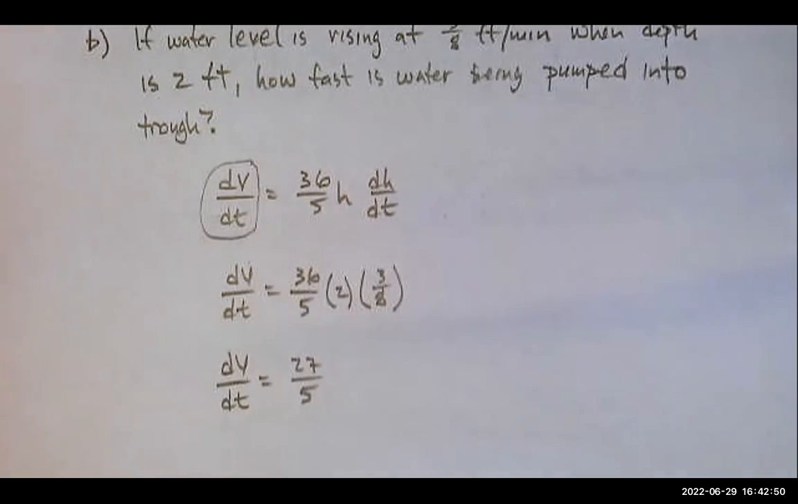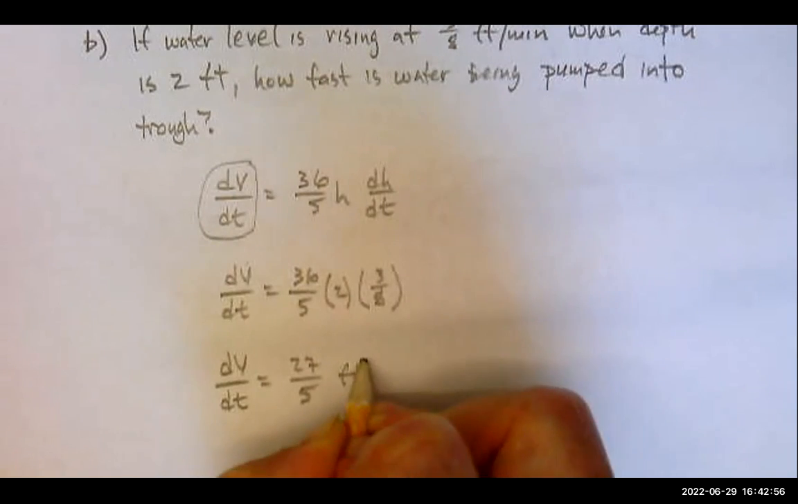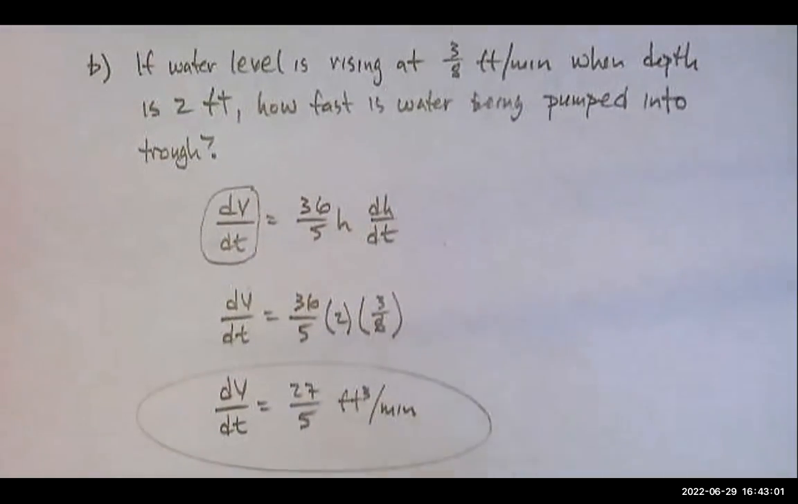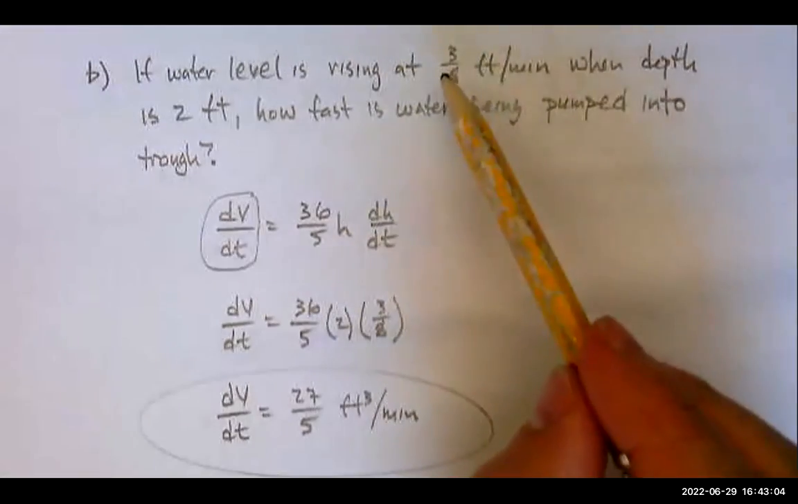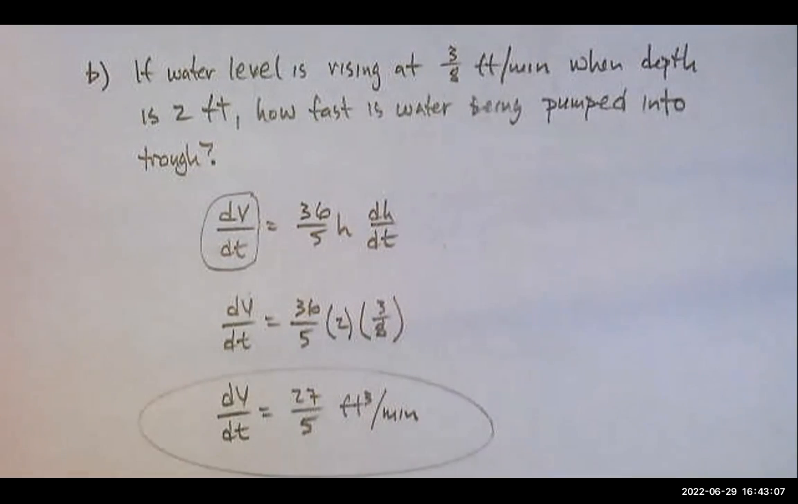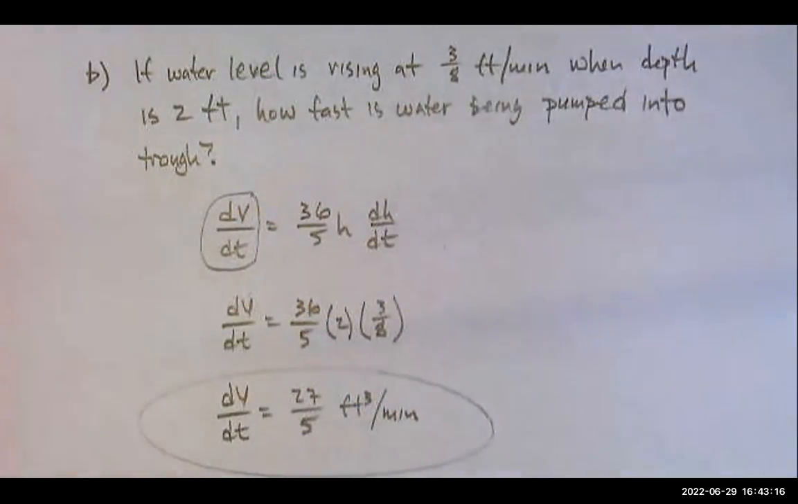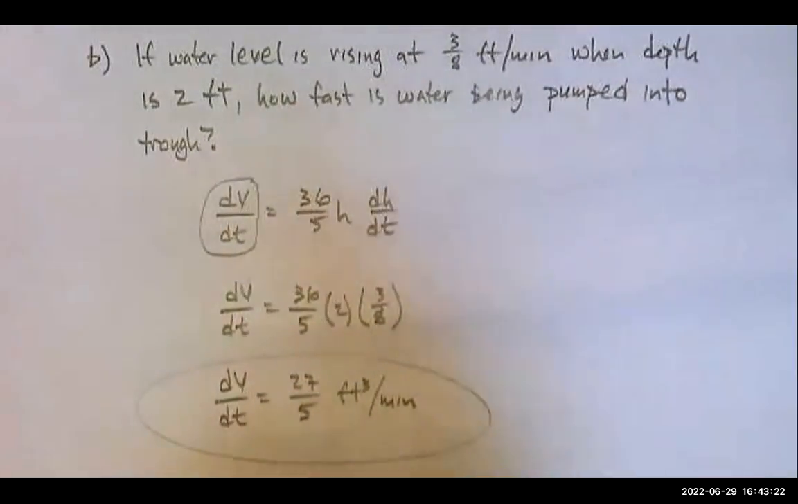When I do all that, what are the units? Units of volume divided by units of time. Volume, that's feet cubed per minute. Right, think about that. The water level's rising at 3/8 feet. That's pretty slow, right? Not even half a foot in a minute. And it's currently 2 feet deep. So, because of our trough and its dimensions, we can tell exactly how fast water is being pumped in if we notice those other things happening. That's pretty cool. 27 over 5. What is that as a decimal? 5.4 feet cubed per minute.